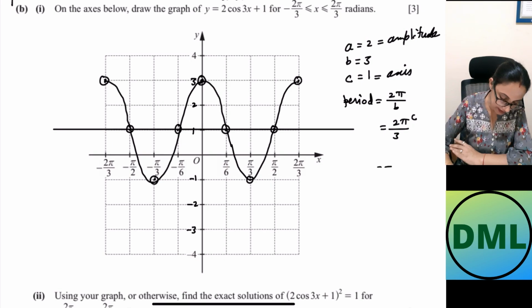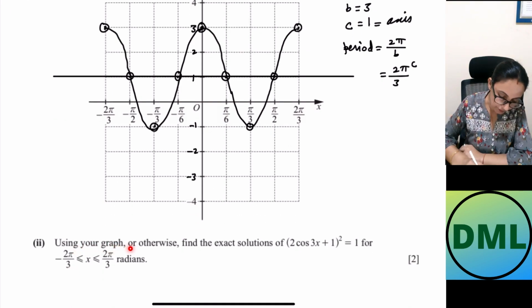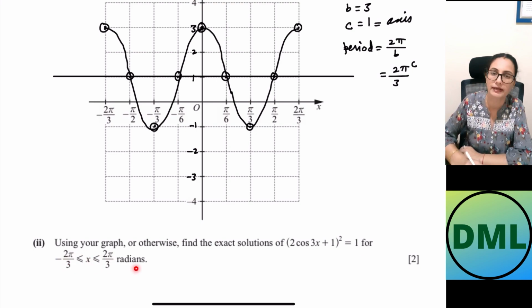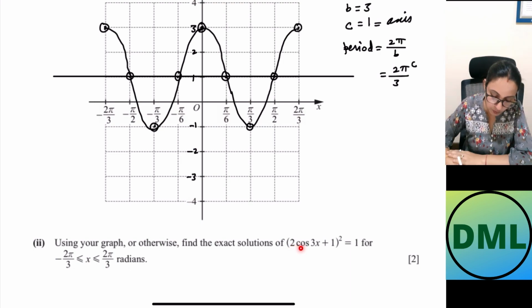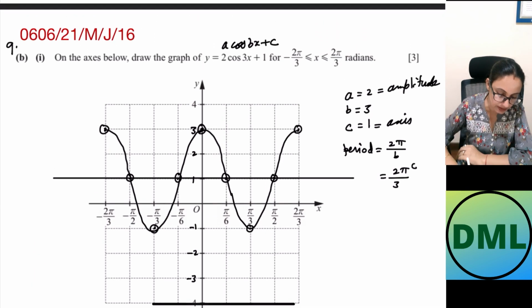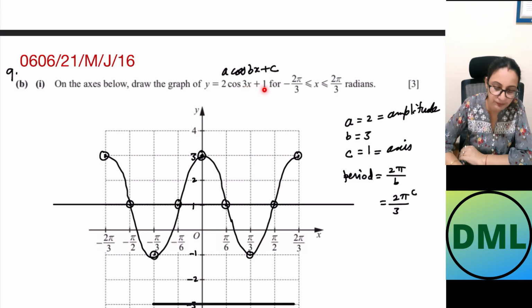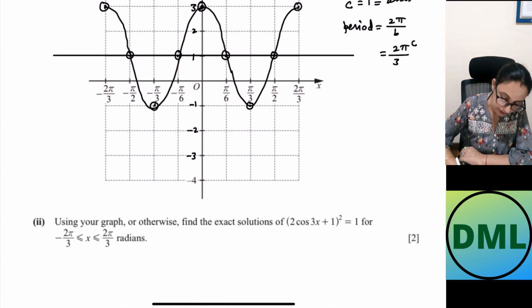Let's see what they are asking us. Using your graph or otherwise, find the exact solutions of (2 cos 3x plus 1) the whole squared is equal to 1 for x greater than or equal to minus 2 pi by 3 and less than or equal to 2 pi by 3 radian. What is this 2 cos 3x plus 1? As you can see from here, 2 cos 3x plus 1 is our y value. Let's substitute the value here. That means y squared is equal to 1.